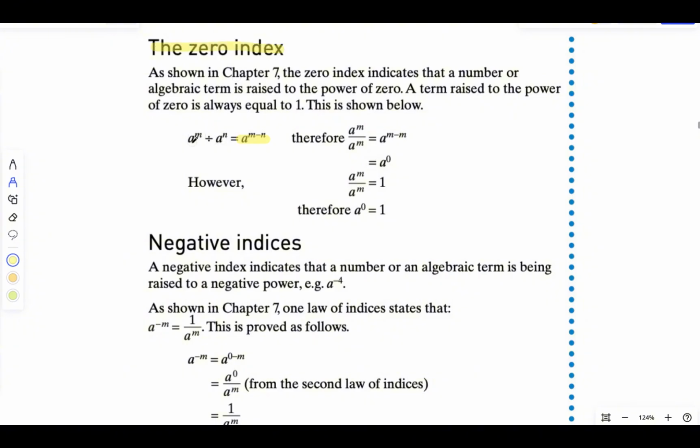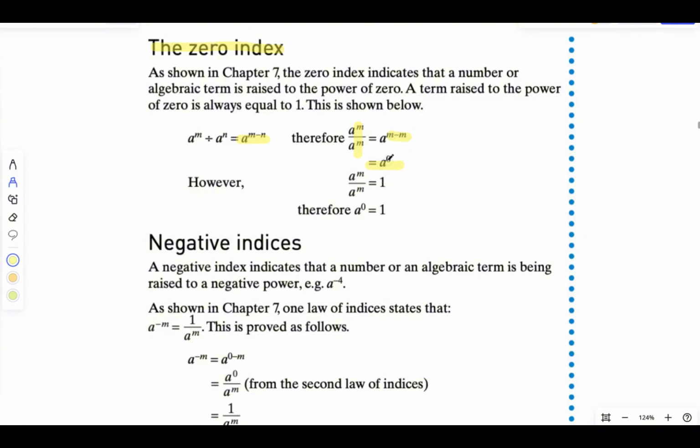Now, what if instead of a raised to the power m and n, we use m and m. So if you have a raised to the power m divided by a raised to the power m, what do you have? It means a raised to the power m minus m. M minus m will be 0, right? So therefore we get a raised to the power 0. If you have the same number in the power, you get 0.